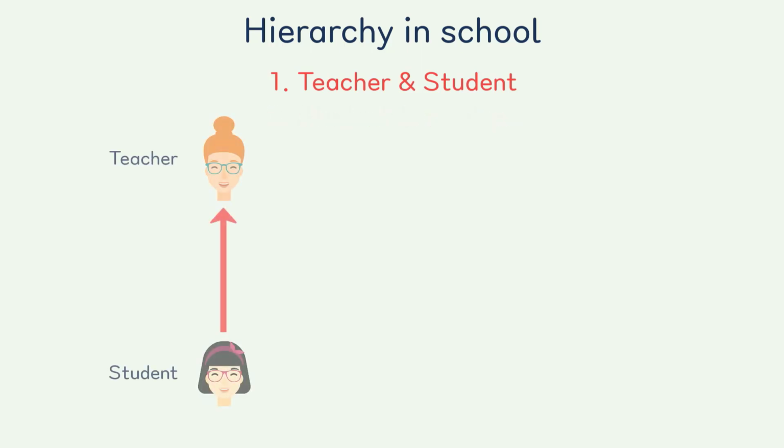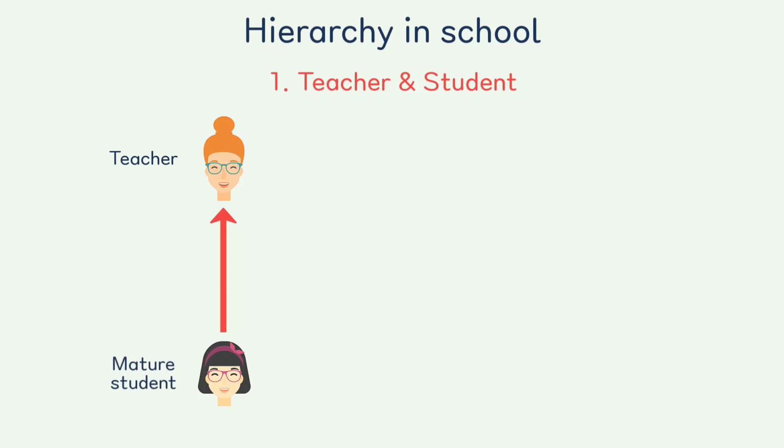The relationship between teachers and students is simple to understand. Teachers are in the position of authority, so they have seniority. And in most settings, they are also older than the students. So this relationship is simple to understand.